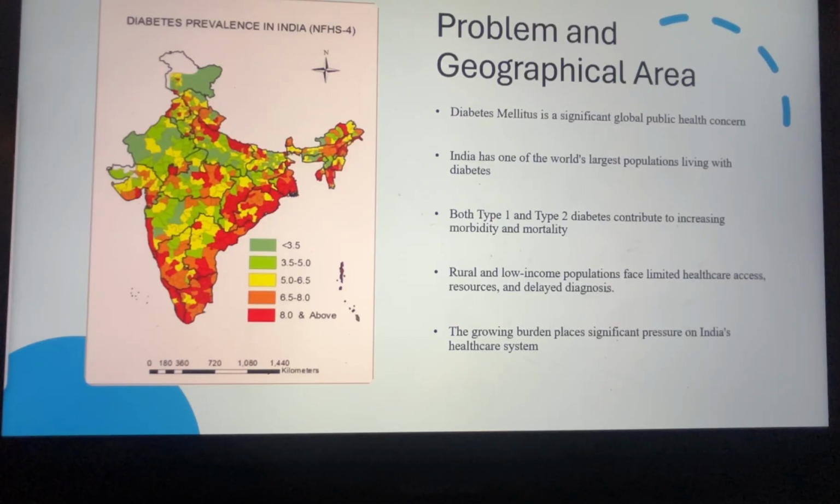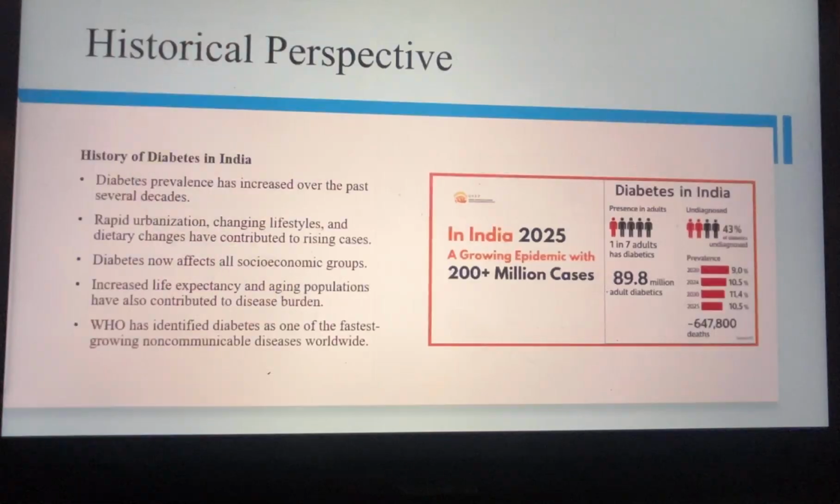So this presentation is based mostly on type 2 diabetes mellitus and specifically in India. Diabetes mellitus is a significant global public health concern, but India has one of the world's largest populations living with diabetes. Both type 1 and type 2 diabetes contribute to increasing morbidity and mortality rates, especially in those in the rural and low-income populations. They unfortunately face limited healthcare access and resources and delayed diagnoses as well. The growing burden places significant pressure on India's healthcare system and population.